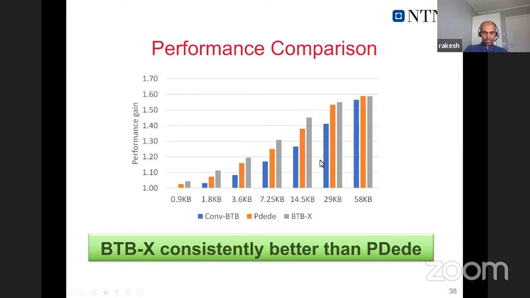Another thing which is interesting to see is that BTBX, even when given half the storage budget, is able to outperform the conventional BTB. So this is way more efficient than having a full 46 bits for the target.